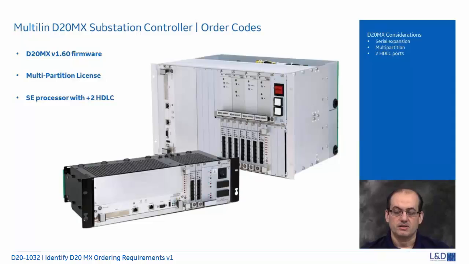When ordering a D20 MX, the first question is what kind of chassis you would need. Is it the vertical or the horizontal? As we discussed, the vertical one has support for 4 more serial expansion boards, yet the horizontal has a capability of 3 expansion serial ports. That's because of the physical limitation on the chassis itself.